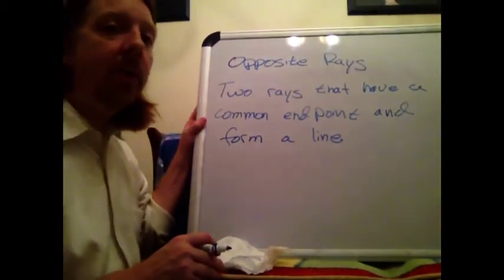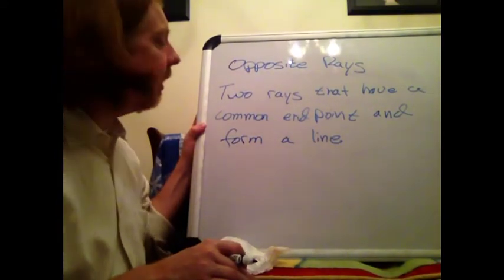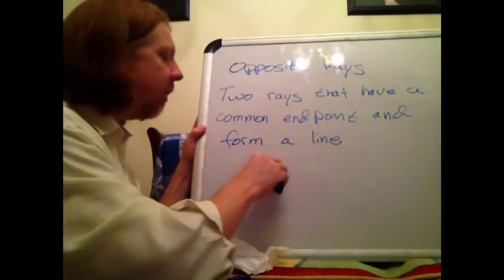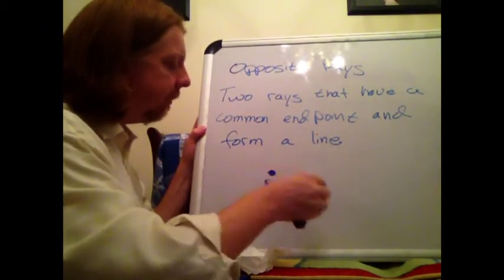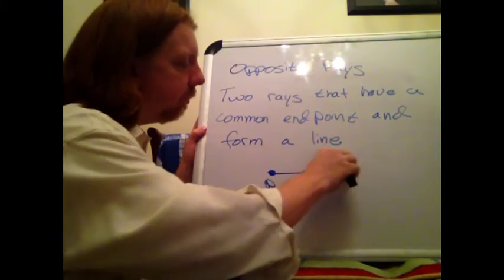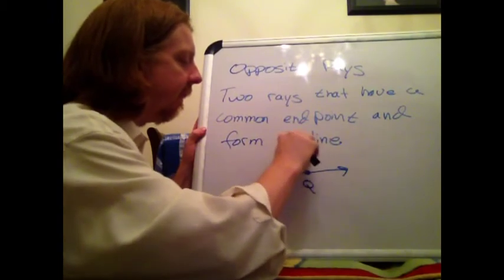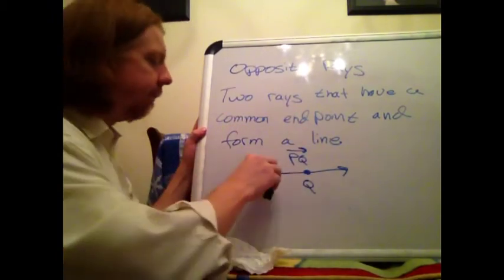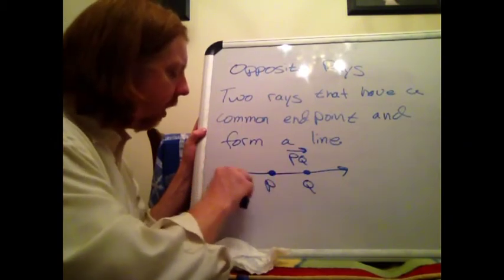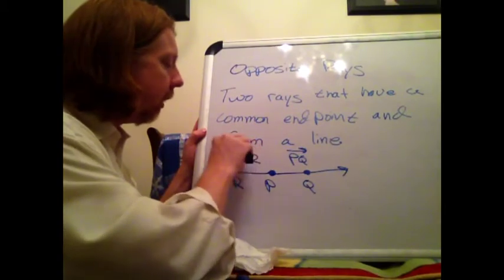Opposite rays would be a case of two rays that have a common end point and form a line. Take an example. I start with a common end point. We'll call it P. Here's a ray. It goes through Q. So I have the ray PQ. I'll draw another ray. It starts at P, goes the opposite direction, and it passes through R. So that means I have the ray PR.